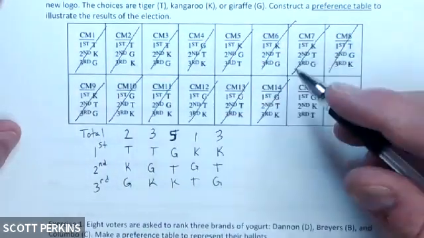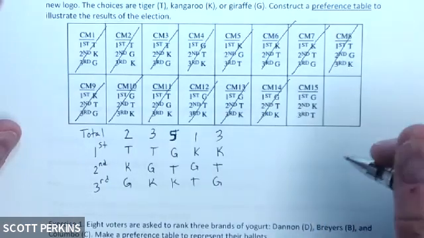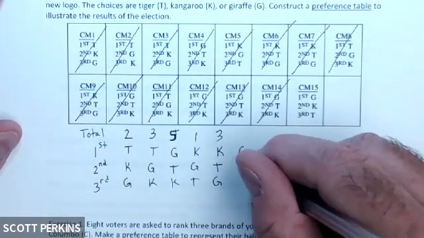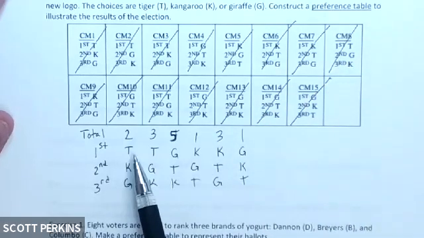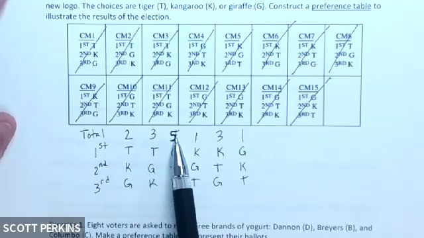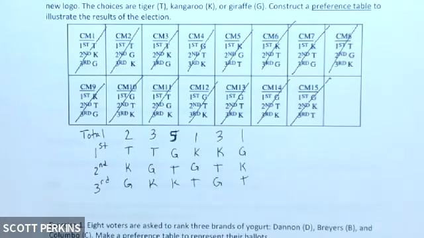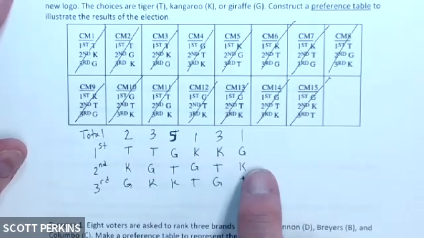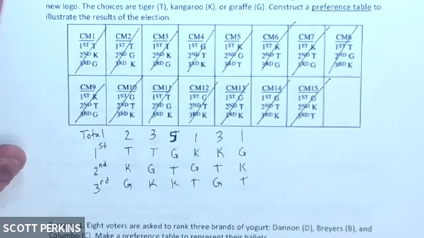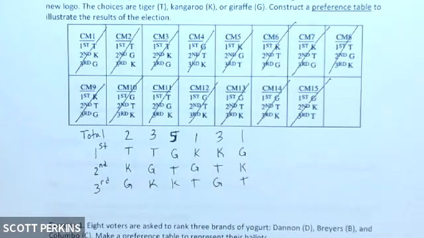And then finally, there's one more arrangement, that's GKT, and there's one of those. I believe I did that right. Let's see, it should add up. I think there's 15 total. So that's 5, 10, 15. Yes, there's 15 total there. So there is my preference table. The preference table just lists the different types of ballots, and how many of those ballots came in with that order. Hopefully my goofing up did not make that seem more complicated than it really is.